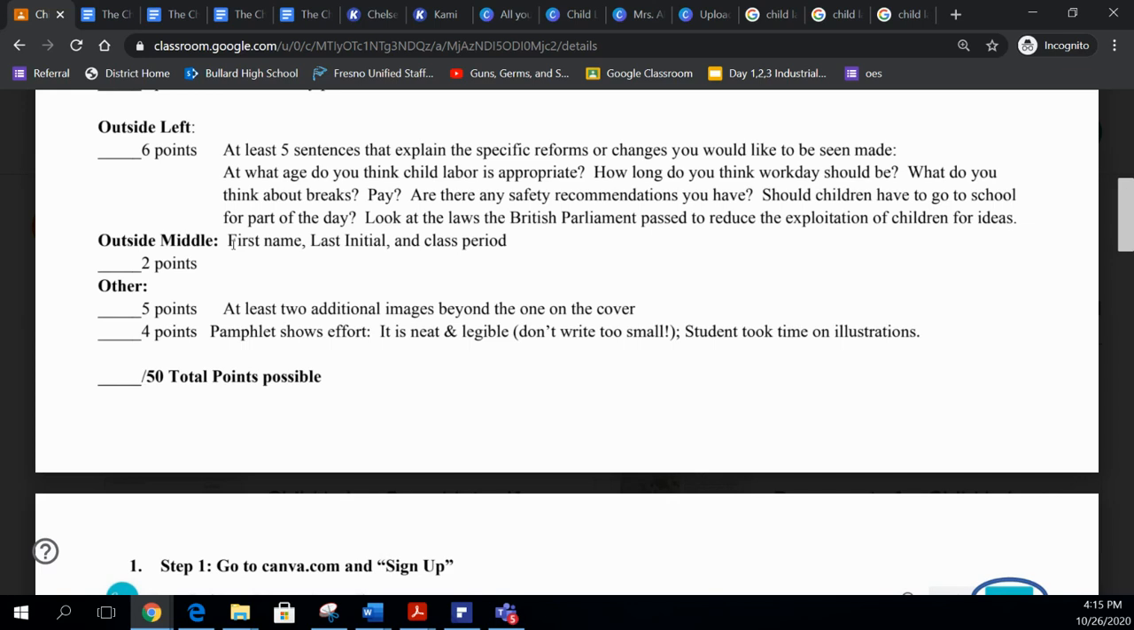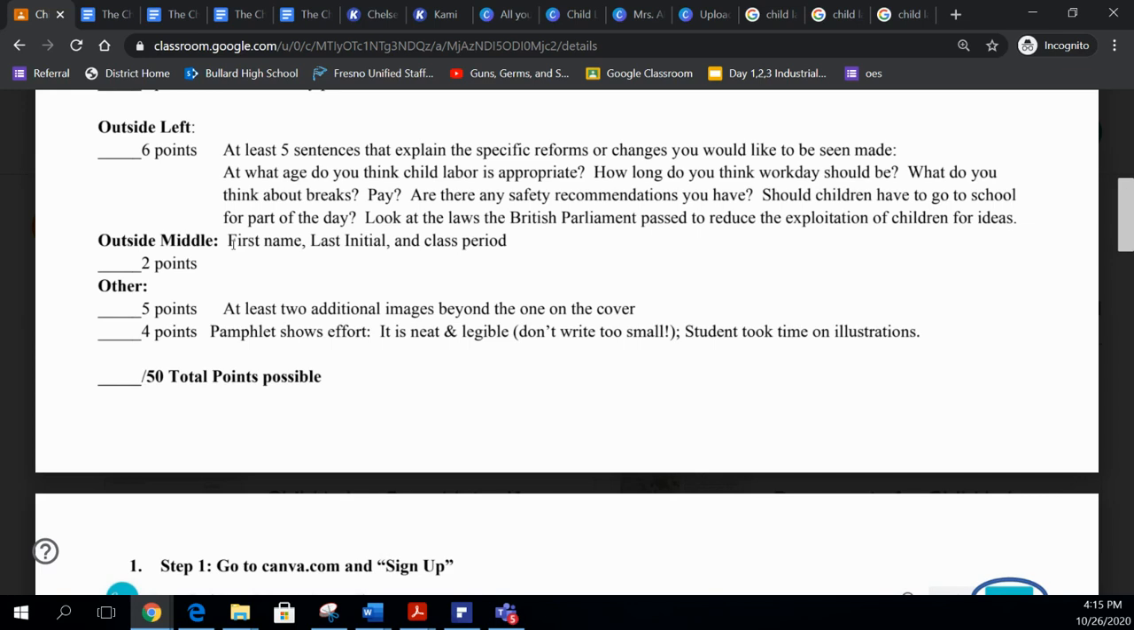So 5 points for at least 2 additional images to the one on the cover. So a total of 3 pictures. So you have one on the cover and at least 2 more. I think you're going to have a lot more than that, because I think to really fill up the space on your pamphlet, to make it look nice, like it has effort in it, you're probably going to need to put some more pictures.